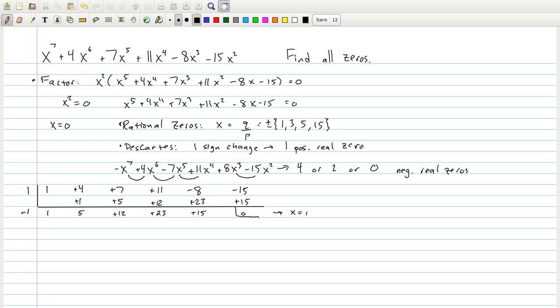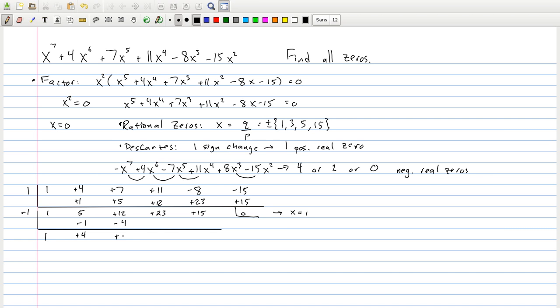So I'm going to try negative 1 for my next guess on a 0. And we'll do synthetic division again on this. So first we bring down the leading coefficient. We have 1, and then multiply. Negative 1 times 1 is negative 1. We add these together, we get positive 4, and then multiply. Negative 1 times positive 4 is negative 4.